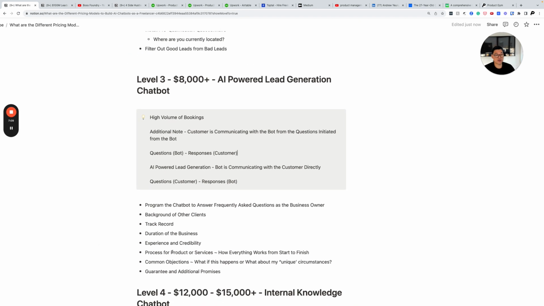So that's level 3, because I think at the baseline, I did a comparison. Most of the industry is charging about $15,000 to $20,000 plus for this. Depending on the size of the business, I would say $8,000 is actually quite reasonable. But ultimately, I defer to you what it is that you want to price at.